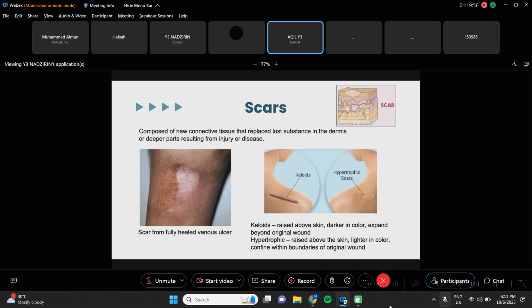So there are quite a few differences between keloids and hypertrophic scars, but the easiest to remember is this: keloids will raise above the skin, are darker in color, and expand beyond the original wound boundaries. But the hypertrophic one also raises above the skin, but it is lighter in color and confined within the boundaries of the original wound.